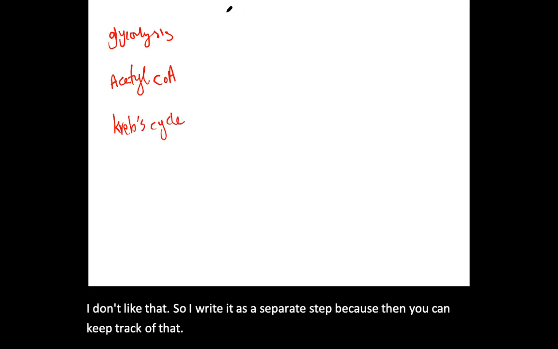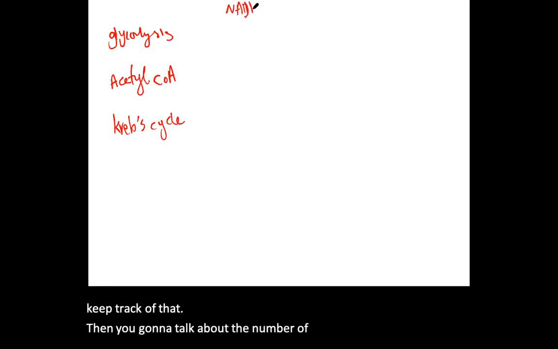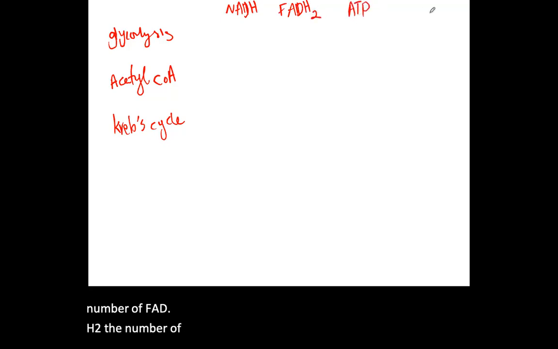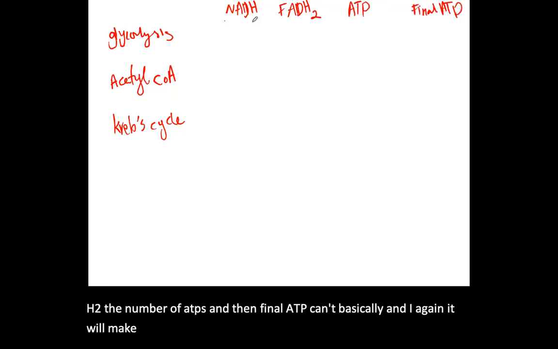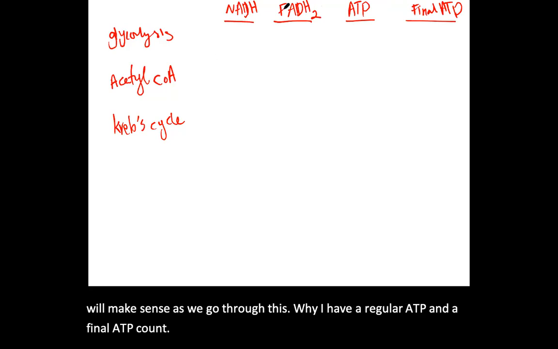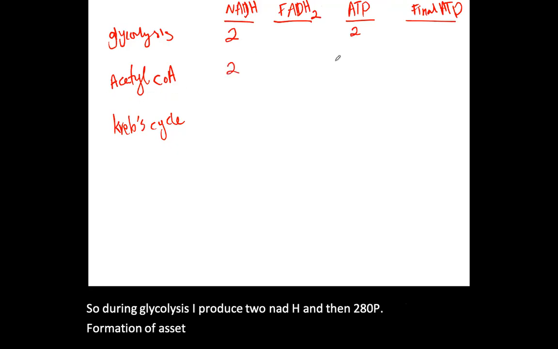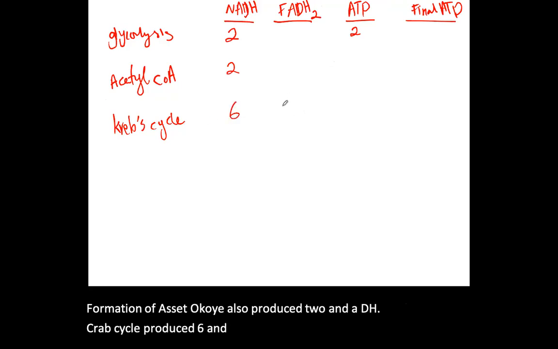Then you're going to talk about the number of NADH that you produced, the number of FADH2s, the number of ATPs, and then the final ATP count, basically. And again, it will make sense as we go through this why I have a regular ATP and a final ATP count. So during glycolysis, I produce 2 NADH and then 2 ATP. Formation of acetyl-CoA also produced 2 NADH. The Krebs cycle produced 6 NADH, 2 FADH2s, and 2 ATP.